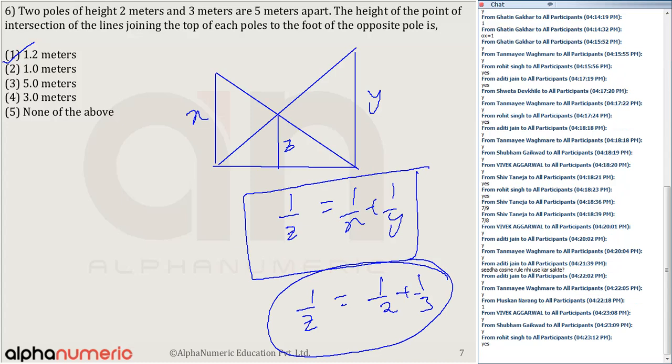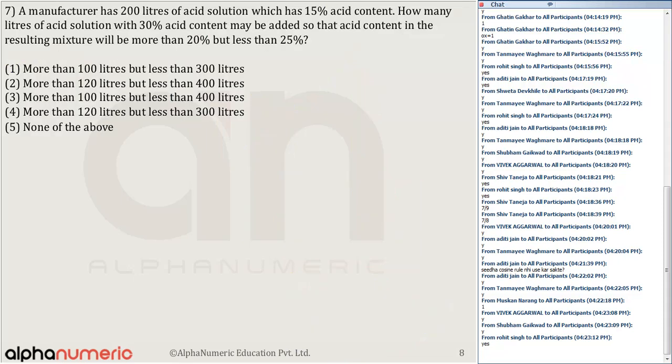Let's move ahead then. Question number 7. 44% of you had marked the answer as option C. ठीक है, 44% ने option C mark किया, और इसका आंसर भी यही है. Again, a manufacturer has 200 liters of acid solution which has 15% acid content. ठीक है, how many liters of acid solution, let's say X, with a 30% acid content may be added so that the acid content in the resulting mixture will be more than 20 but less than 25.